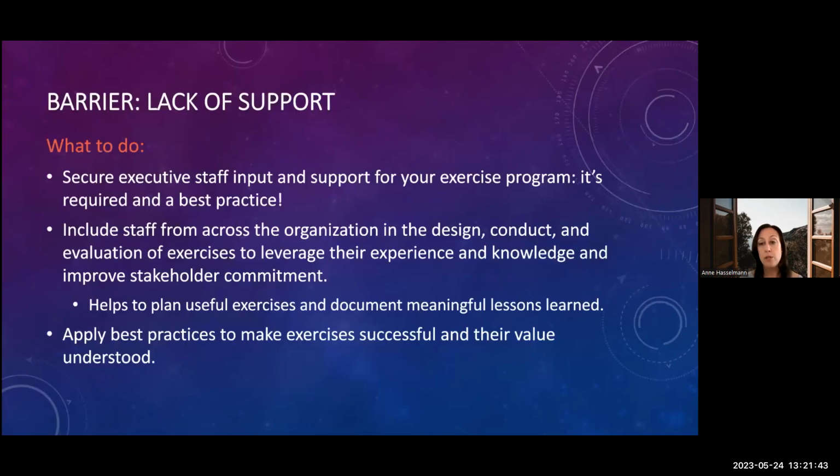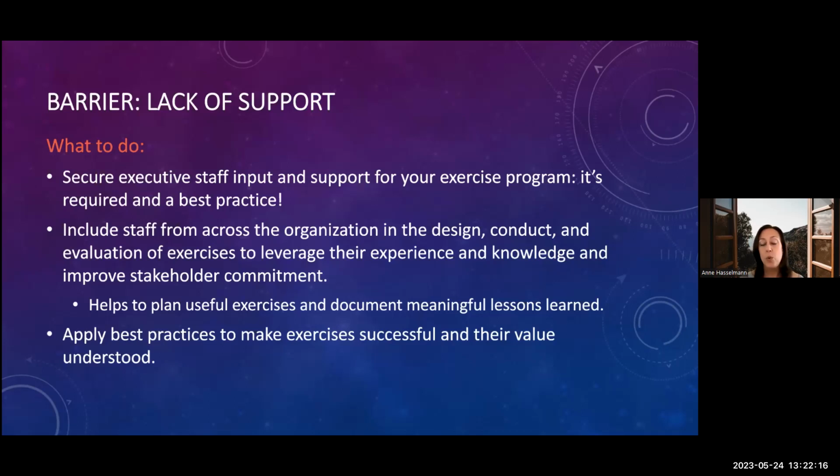So one of the most common barriers we hear about in getting an exercise program going and running successfully is a lack of support, right? Everyone's not on board. Could be leadership, could be the staff. So what do we do about that? Well, again, really important to secure executive staff input, right? What are the priorities of executive staff? And what do they want to see happen? And their support of the exercise program. It's required, and it's also a best practice.